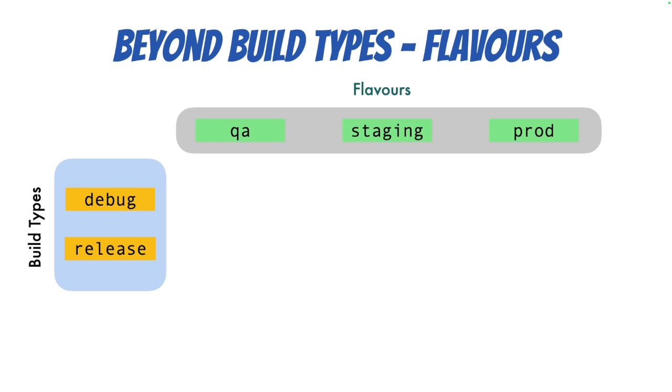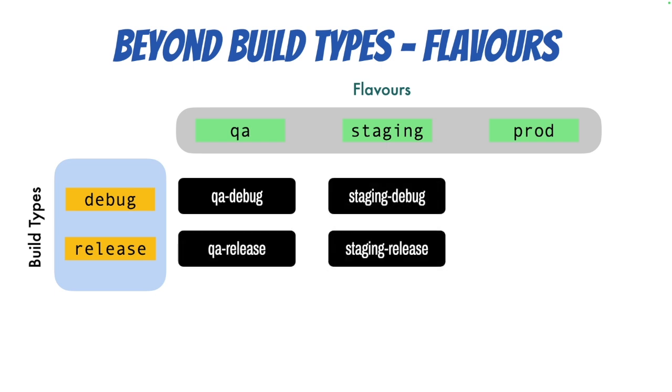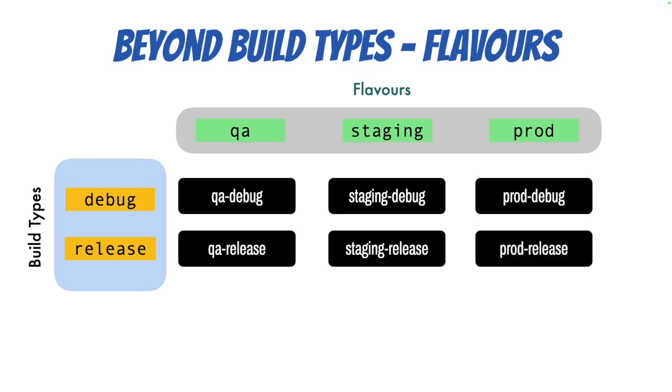Now, what happens is both build types and flavor come together to create multiple permutation and combination. You can actually have a QA debug application and QA release application, staging debug application, staging release application, and production debug, production release application. And these different combinations of flavors and build types are actually called as variants.